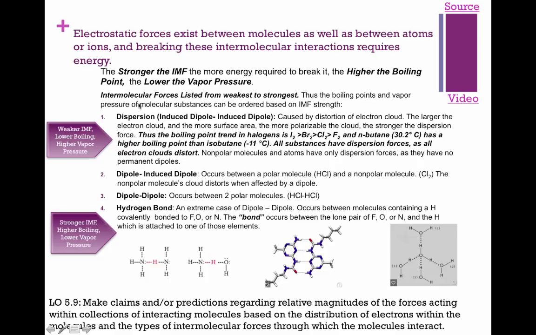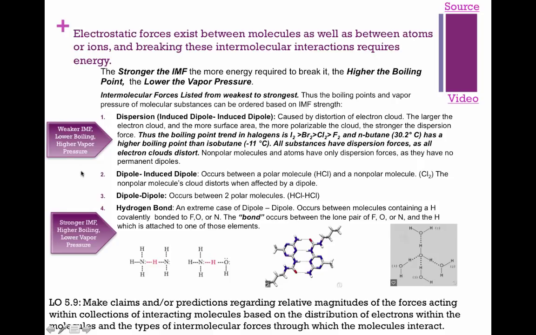So here are the IMFs from weakest to strongest. You have dispersion, which are London forces. Remember, everything has dispersion forces. This is also the one that's caused by distorting the electron cloud, and it goes along with polarizability. So the larger the electron cloud, the more surface area and the more polarizable the electrons, which means your dispersion forces are stronger.